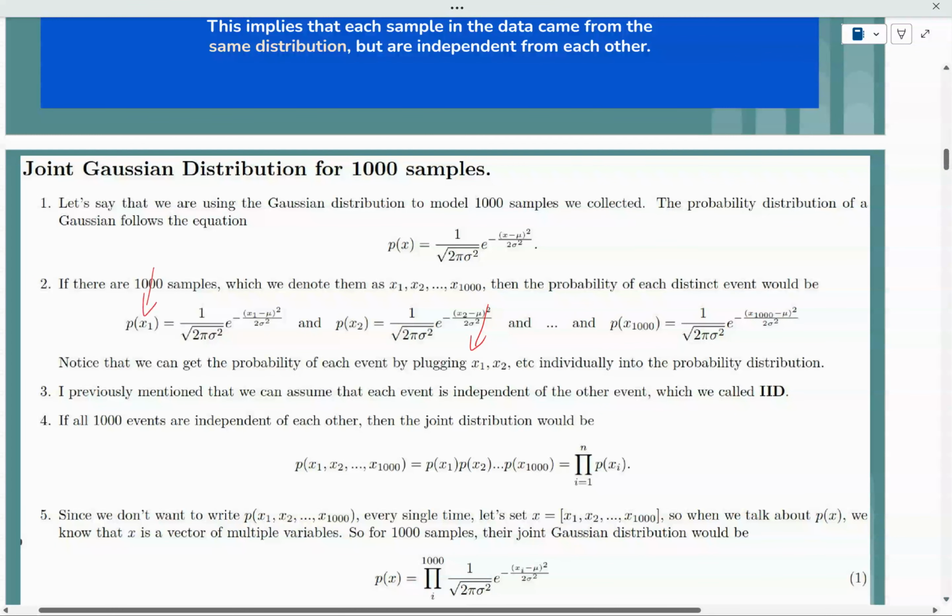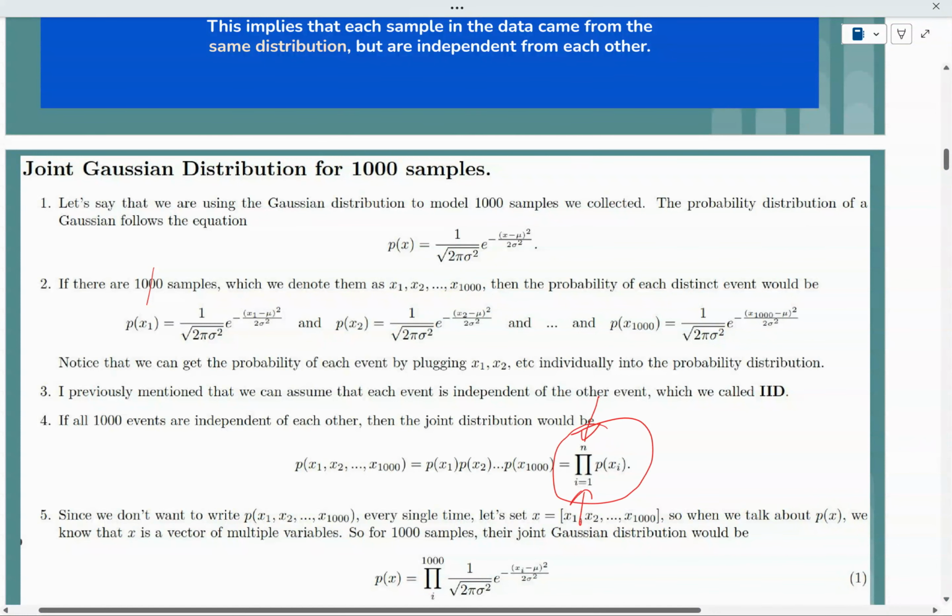So what was the probability of the first event? I previously mentioned that whenever we collect samples, one of the key assumptions is that the samples are independent of each other, independence, which we call IID. If all 1,000 events are independent of each other, then the joint distribution for x1, x2, all the way to x1000 is therefore simply probability of x1 times probability of x2 all the way to the probability of x1000. Another way to write this is with a product, looping from 1 to 1,000.